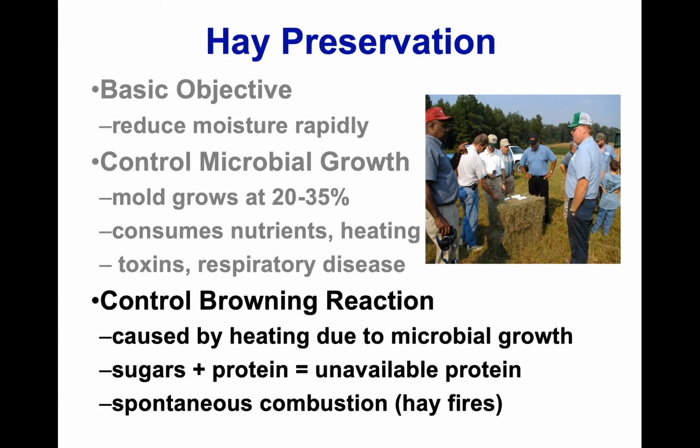When hay bales heat up when we harvest them too wet, we have something called the browning reaction happening. And that's when sugars and protein kind of combine to form a protein complex that's unavailable to the animal. So that protein becomes unavailable in the digestive tract of the animal. We can also have spontaneous combustion that causes hay fires in barns.